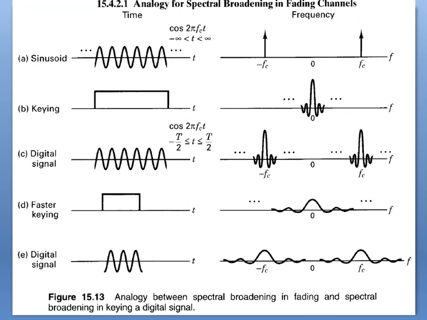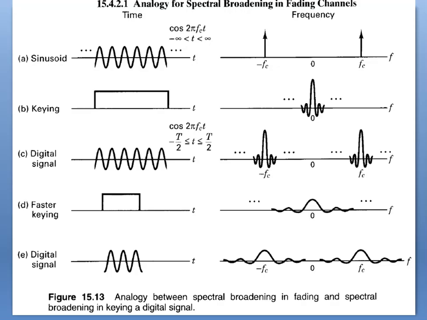Now let us consider an analogy for the spectral broadening in fading channels. On the left hand side, we consider a sinusoidal signal, a keying signal, a digital signal, and a faster keying digital signal in the time domain. On the right hand side, we consider all these effects in the frequency domain. In the figure, A is the ideal rectangle, the on-off switching duration, not A, is B. Signal A indicates a sinusoid with a range from minus infinity to plus infinity, maybe a cos signal, and figure B indicates a rectangular on-off switching function.